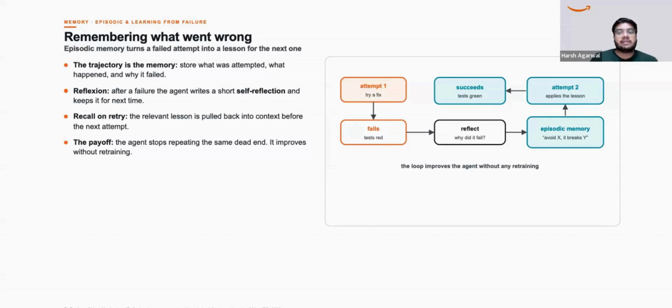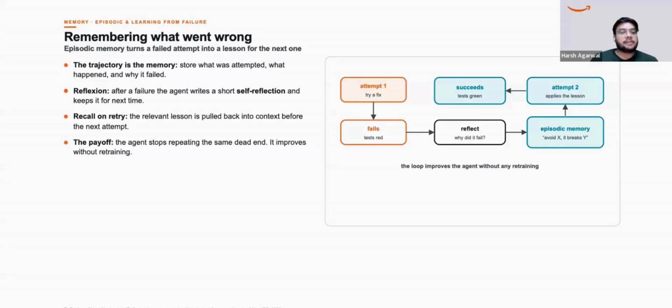It writes a short note to itself: I failed because I forgot to handle this case, or I forgot that argument or that tool call, and that's called reflection. Basically, this little lesson is going to get stored in episodic memory. Then on the retry, the lesson gets pulled back into context before attempt two, and the agent goes in already knowing what not to do. In attempt two, it is informed by the failure, which was living in the episodic memory. It avoids that and it succeeds. The tests run green.